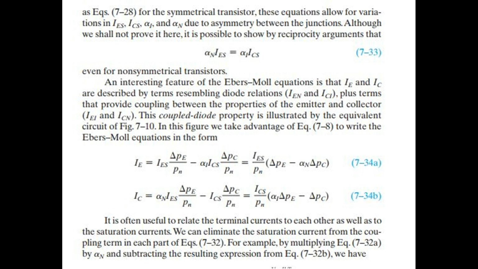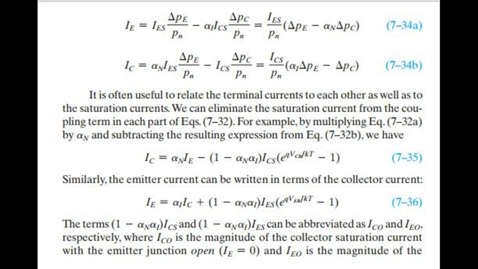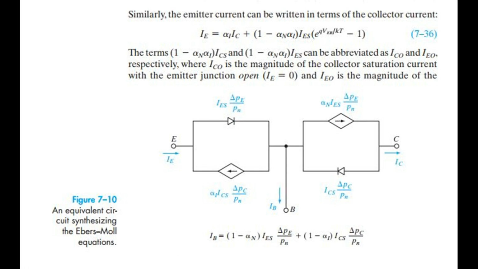It is often useful to relate the terminal currents to each other as well as to the saturation currents. We can eliminate the saturation current from the coupling term in each part of Eqs. 7.32. For example, by multiplying Eq. 7.32a by alpha_N and subtracting the resulting expression from Eq. 7.32b, we have. Similarly, the emitter current can be written in terms of the collector current. The terms (1 - alpha_N alpha_I) ICS and (1 - alpha_N alpha_I) IES can be abbreviated as ICO and IEO, respectively, where ICO is the magnitude of the collector saturation current with the emitter junction open, IE equals 0, and IEO is the magnitude of the emitter saturation current with the collector junction open.